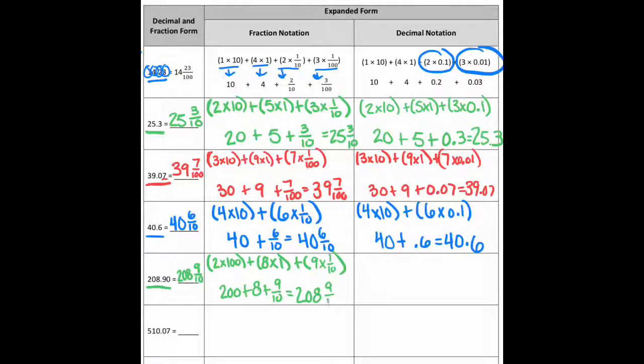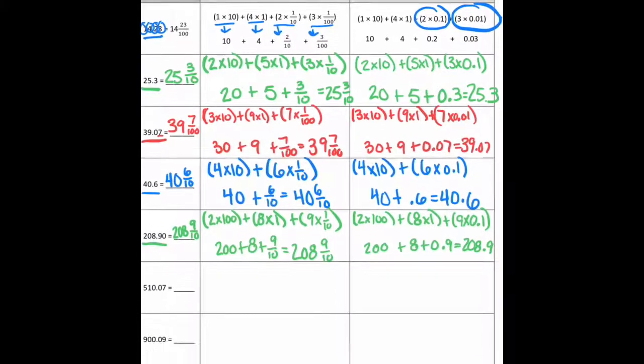We're going to do the same thing over here, but with decimal notation. So I'm going to say 2 times 100 plus 8 times 1 plus 9 times 0.1, which will give me 200 plus 8 plus 0.9, which will give me 208.9.